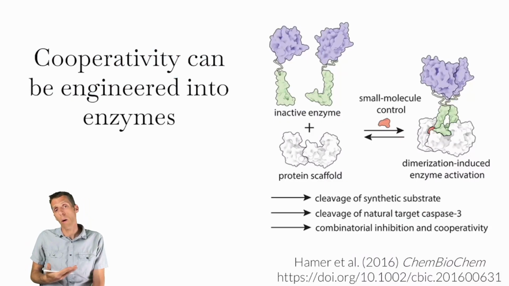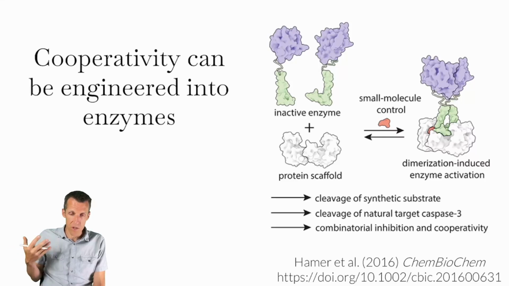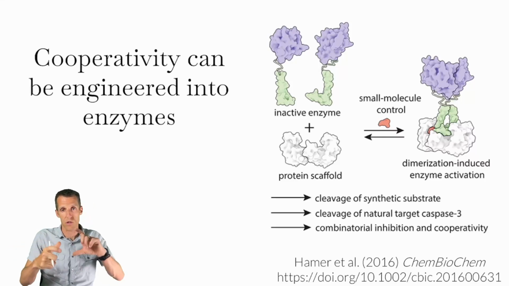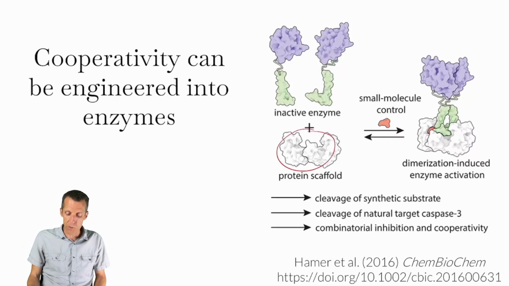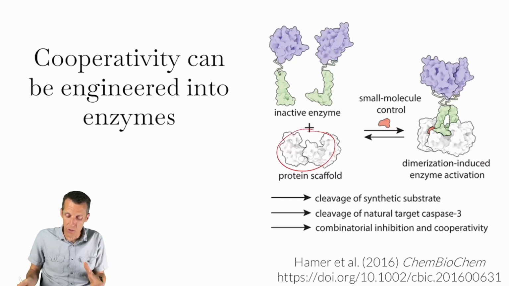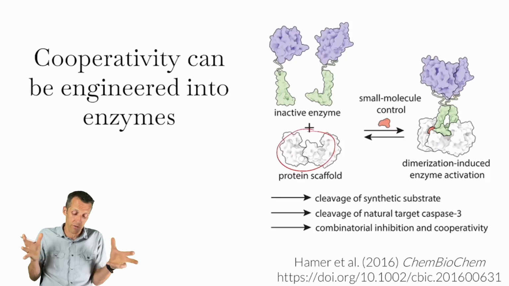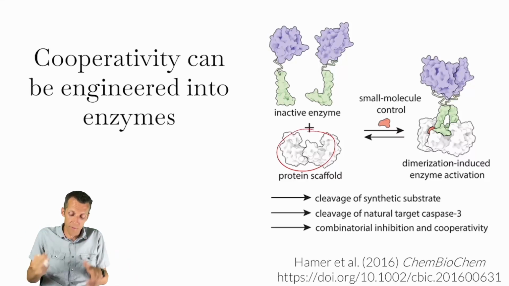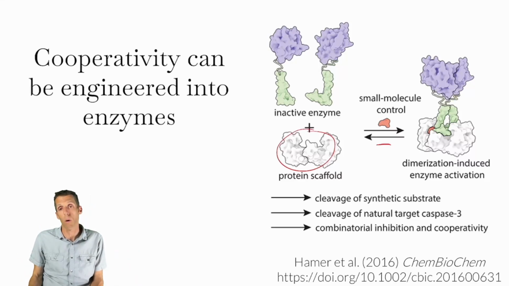People have engineered cooperativity into enzymes. They've taken two enzymes that are inactive, that are basically two pieces of it. They built a protein scaffold whose assembly is controlled by the addition of a small molecule, and they can actually build a system that goes from being basically inactive to basically fully active just through the addition of a small molecule. So it's cooperatively engineered.